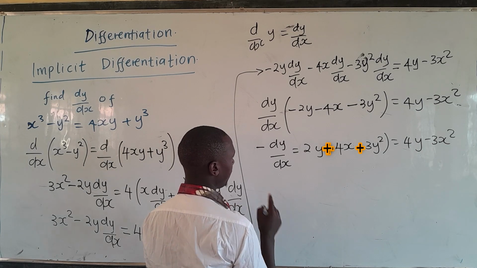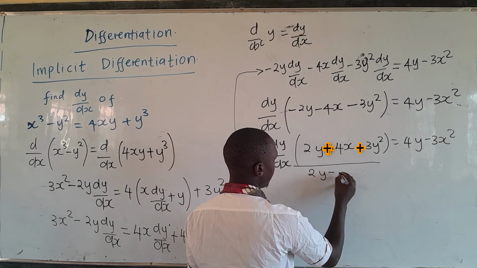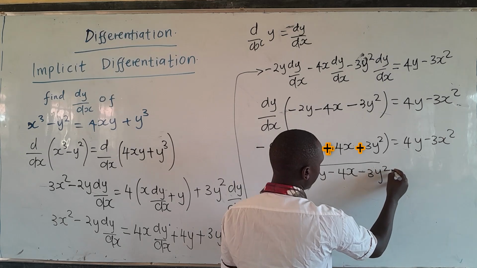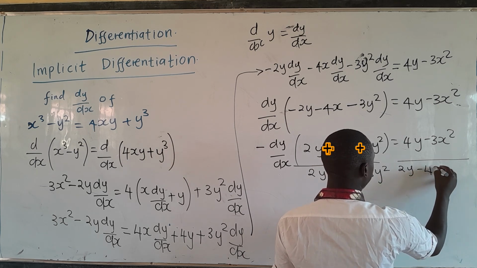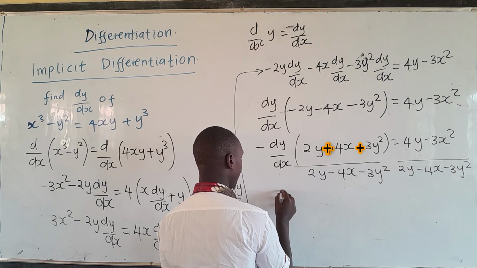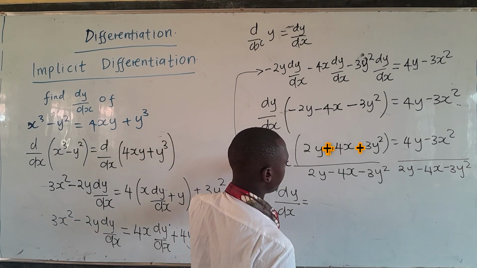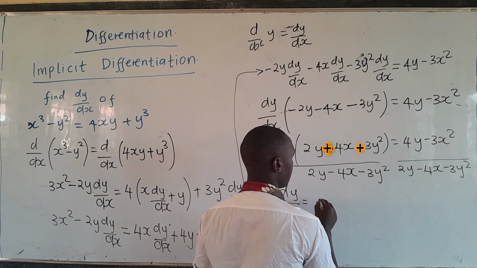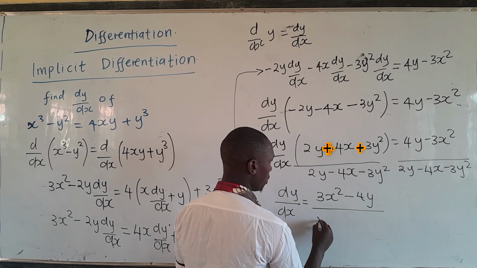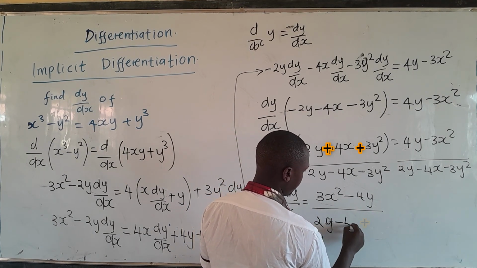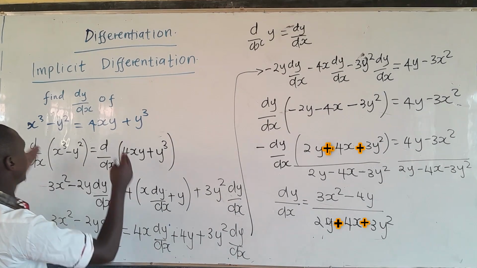And now we can divide both sides by 2y plus 4x plus 3y squared, and the value of dy/dx is going to be equal to, now this negative will make this a positive and this a minus, and therefore that's going to be 3x squared minus 4y, and we divide all this by 2y plus 4x plus 3y squared. That becomes the derivative of our function right here.